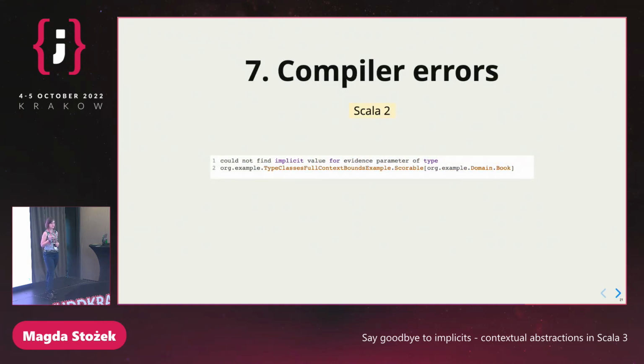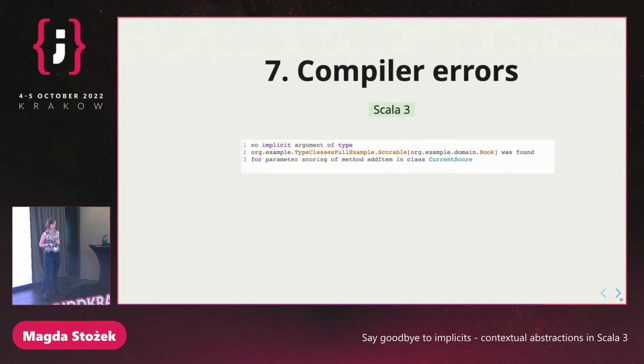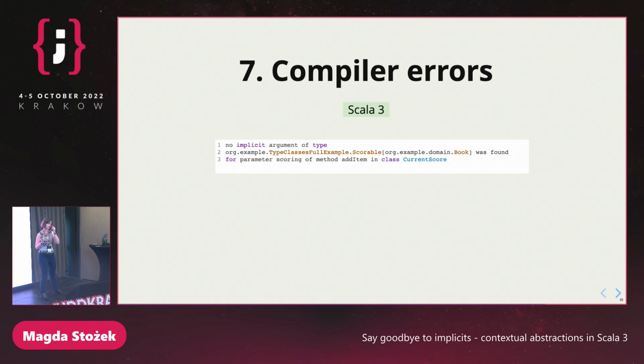And the last point, the last comparison, are compiler errors. In Scala 2, if you had some import missing, the compiler was a little bit helpful, but not too much. So it said to you that it could not find an implicit value for the parameter called evidence of this type. But in Scala 3, apart from that, it also tells you actually what you need.